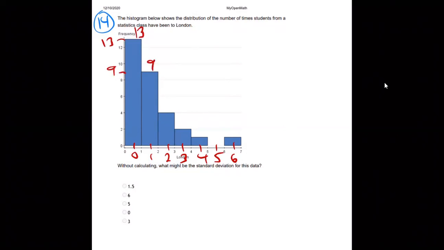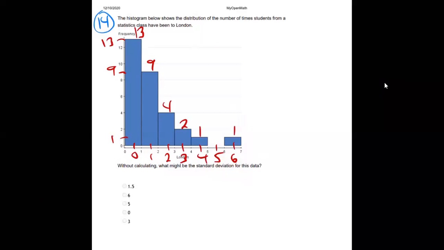I'm just looking at the height of the bar there. Frequency is how many people, remember? 9 people been to London once, right? That's the bar that says been there once. And 4 people have been there twice. 2 people been 3 times. 1 person, this bar looks like it's at a height of 1. They've been there 4 times. And this 1 person's been to London 6 times. Crazy. All right. Now, without calculating, what might be the standard deviation?